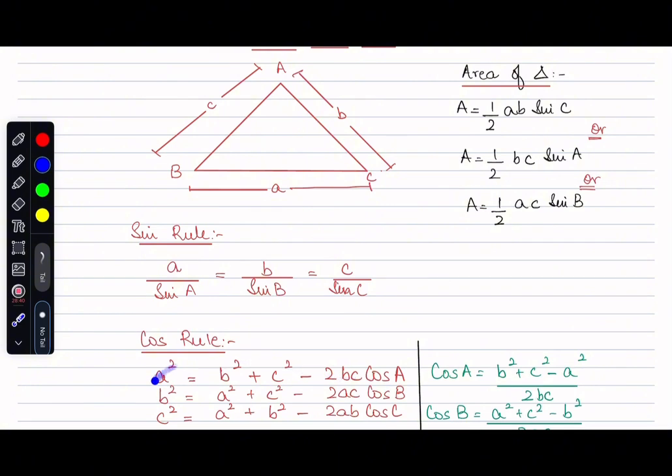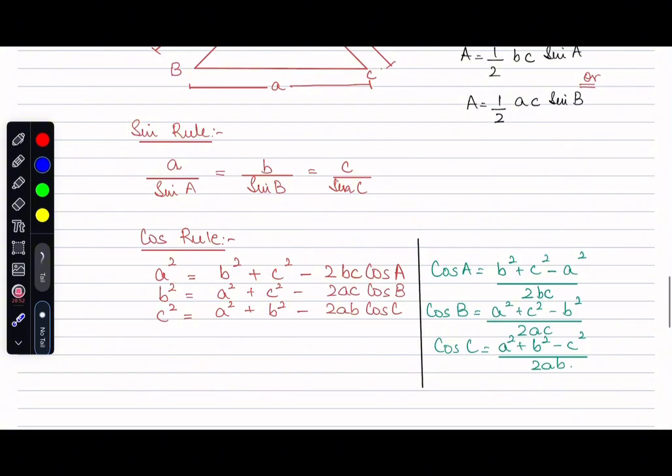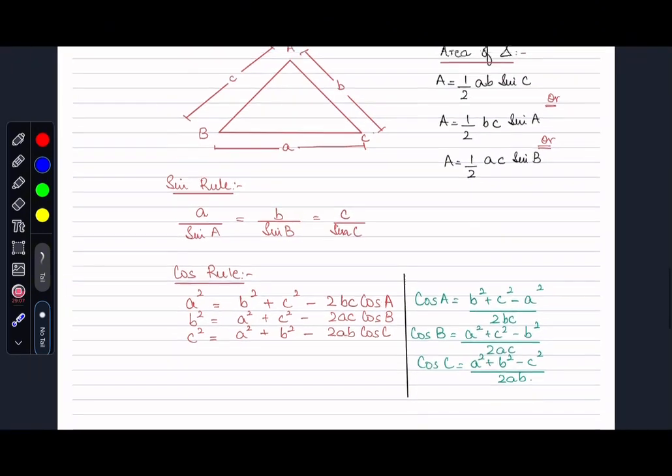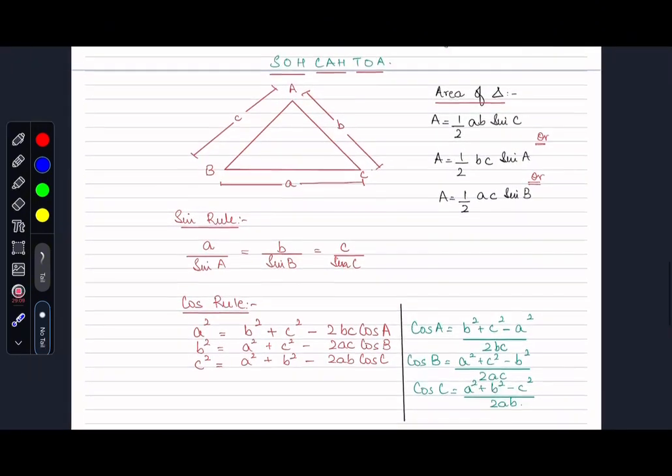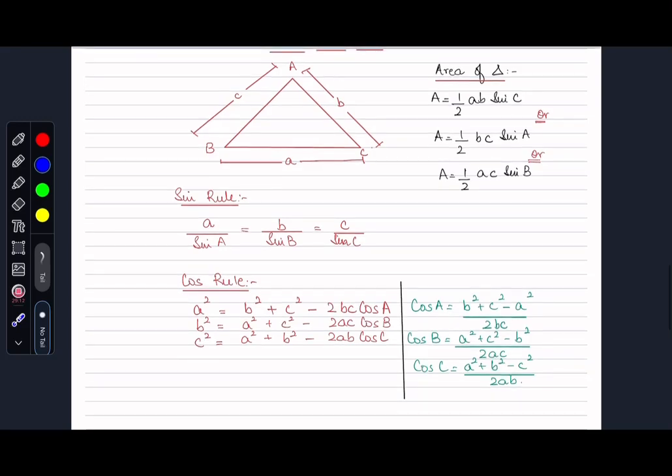Rearranging the cosine rule, I can find the angles also, and doing that I can say it's cos of A equals b square plus c square minus a square divided by twice of bc, or cos of B shall be equal to a square plus c square minus b square divided by twice of ac, and cos of C equals a square plus b square minus c square divided by twice of ab. So this is a little bit of trigonometry which we should be knowing before starting circular measures here.